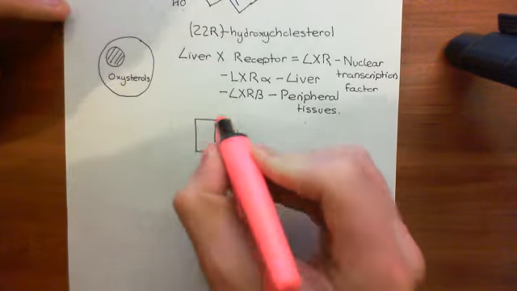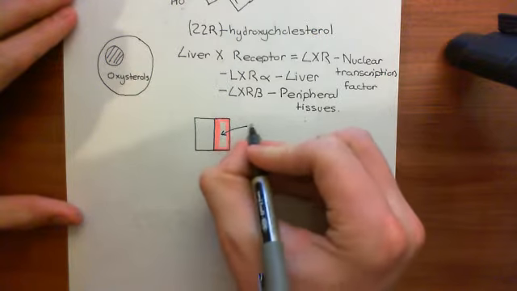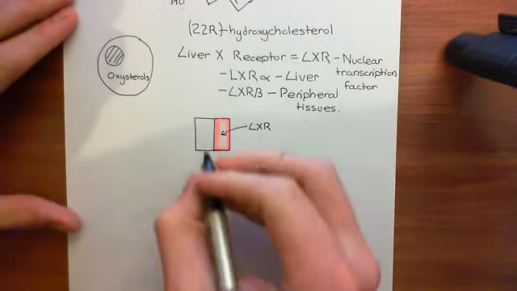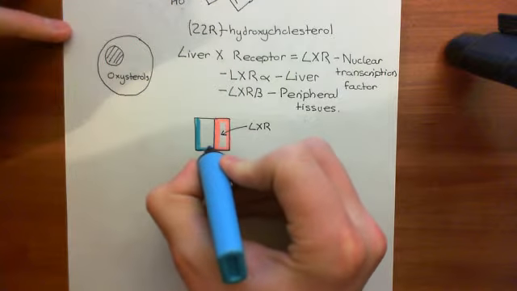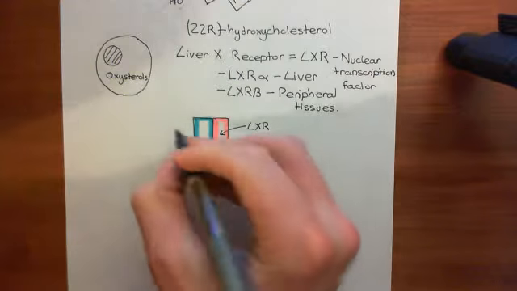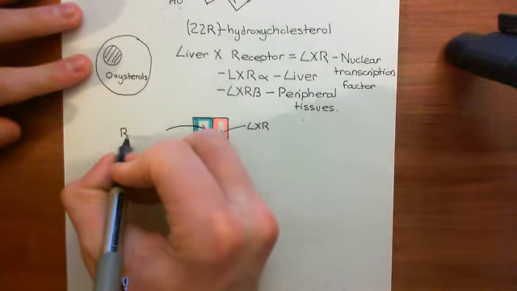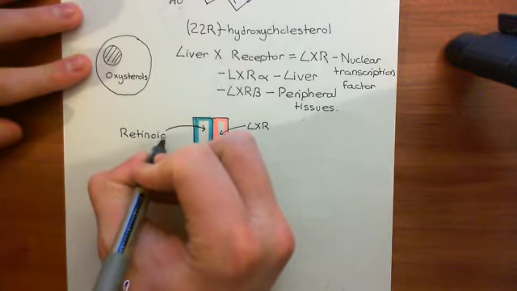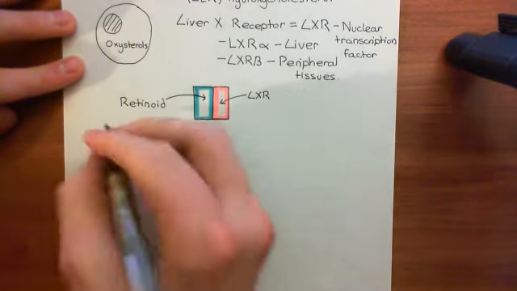So let's assume this is our liver X receptor here, and I'll just abbreviate it to LXR for short. It's in the nucleus of our peripheral cell, and it is now dimerized with a totally different receptor, which is known as the Retinoid X receptor. I'll tell you what the ligand for the Retinoid X receptor is in a moment. It's obviously a retinoid, but I'll tell you exactly which one.